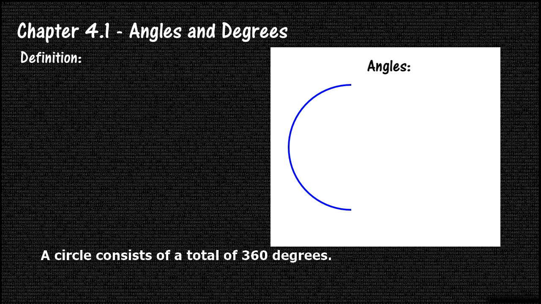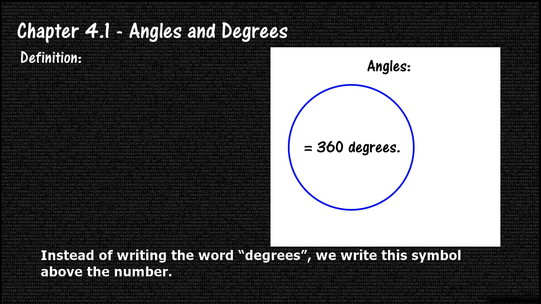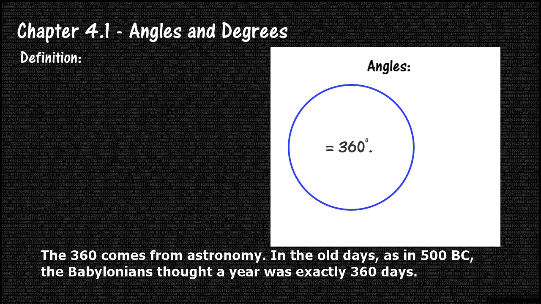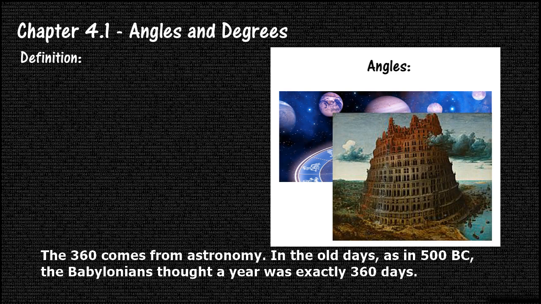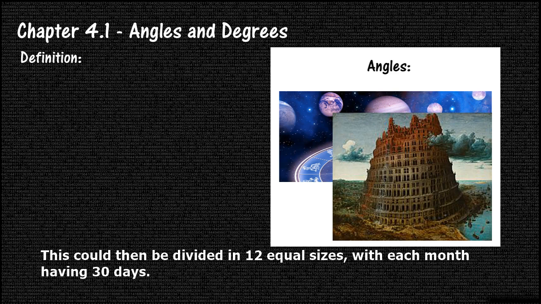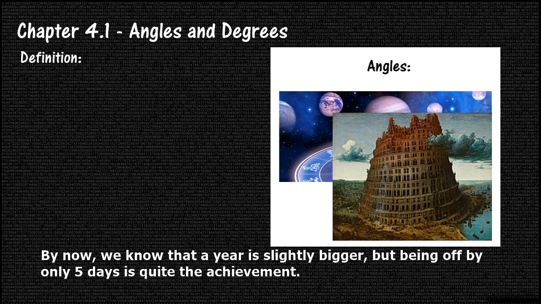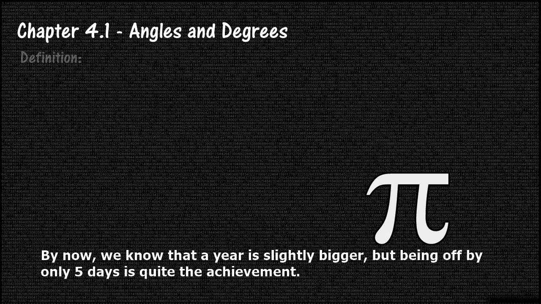A circle consists of a total of 360 degrees. Instead of writing the word degrees, we write this symbol above the number. The 360 comes from astronomy. In the old days, as in 500 BC, the Babylonians thought a year was exactly 360 days. This could then be divided in 12 equal sizes, with each month having 30 days. By now, we know a year is slightly bigger, but being off by only 5 days is quite the achievement.